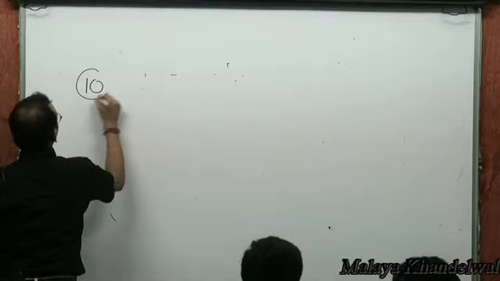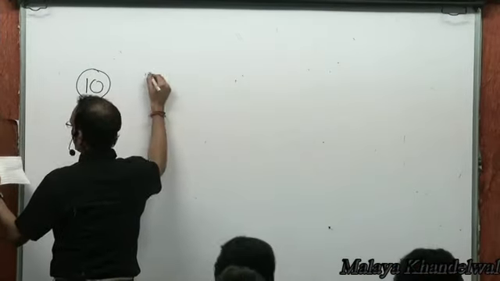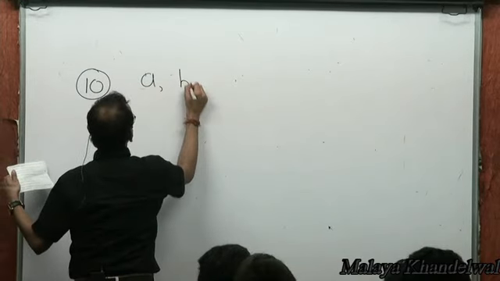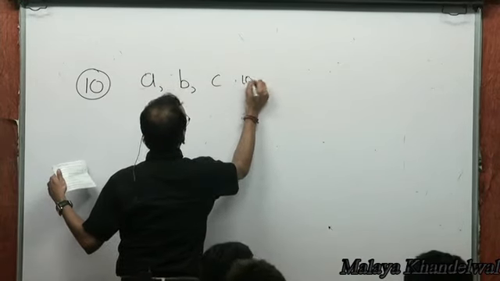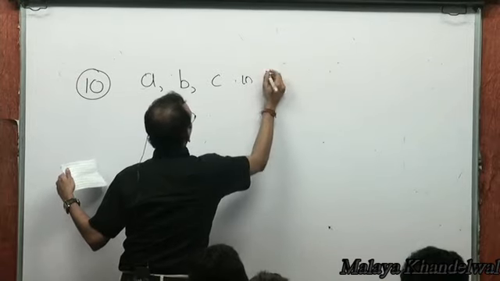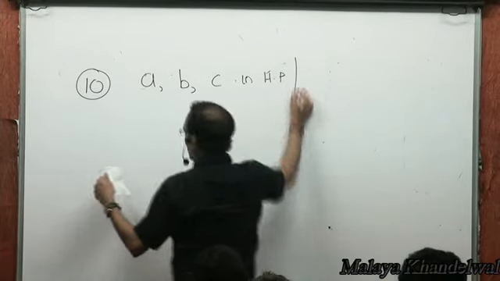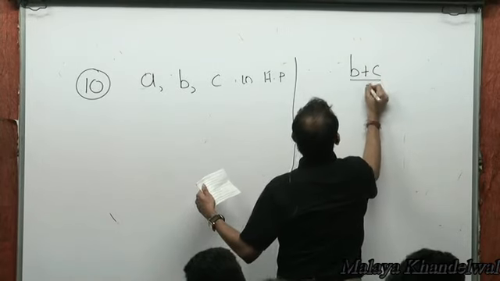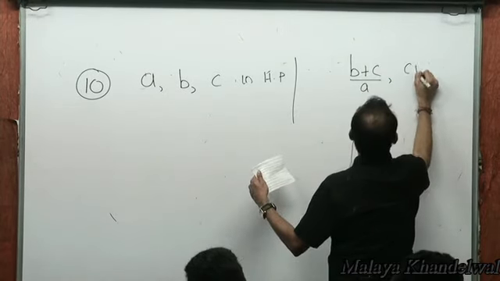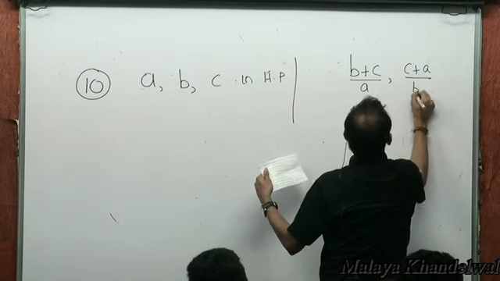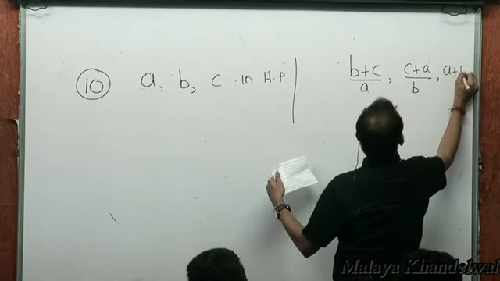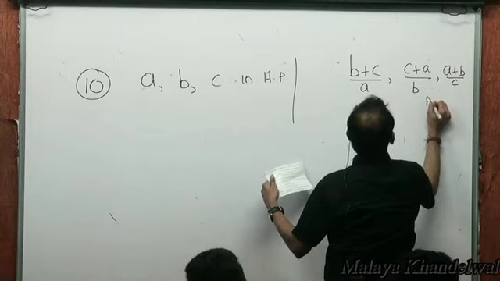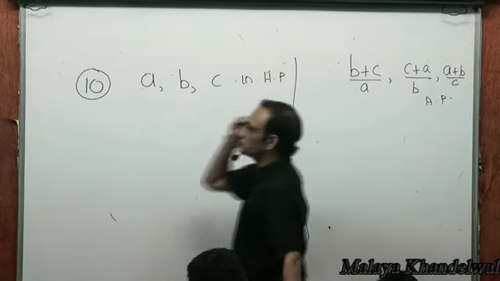It's given that A, B, C are in HP. We want to show that (B plus C) by A, (C plus A) by B, and (A plus B) by C must be in AP. This is what we want to show.